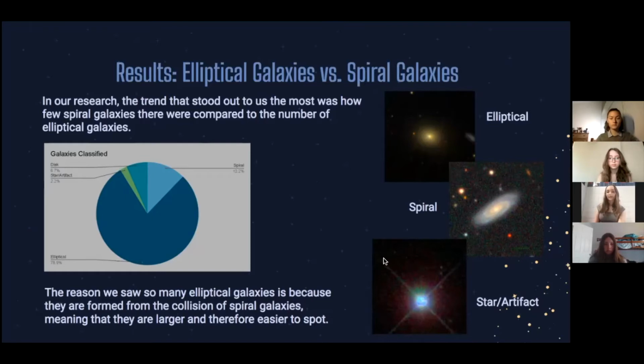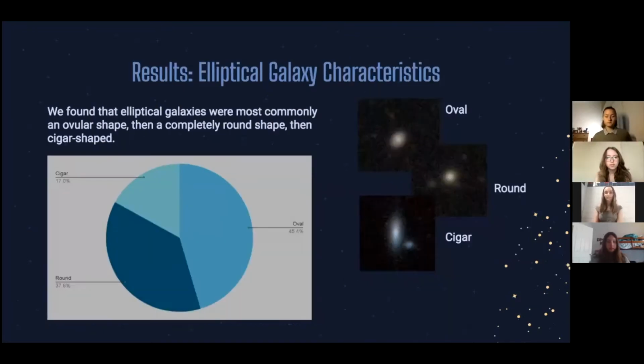Our group discovered a possible cause for this imbalance. Giant elliptical galaxies form from the collision of spiral galaxies, meaning that they are typically older. Since there is evidence the formation of new galaxies is infrequent, this could be a reason why we are seeing so many more elliptical galaxies compared to spiral.